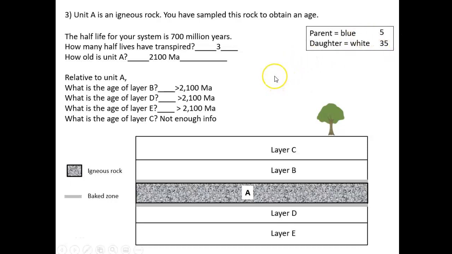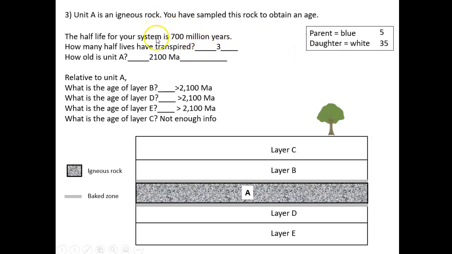But that's not what I see today, so I have to keep going. I take my 10 parent and I take half again, and I get 5. 5 parent, 35 daughter. That is the count I have today. How did I get there? I had to take half 3 times, which means 3 half-lives have transpired in order to give me the ratio that I have between parent and daughter today.